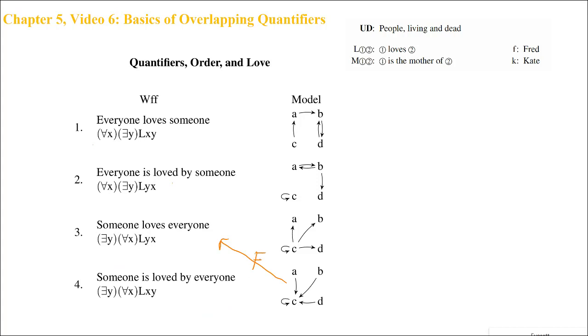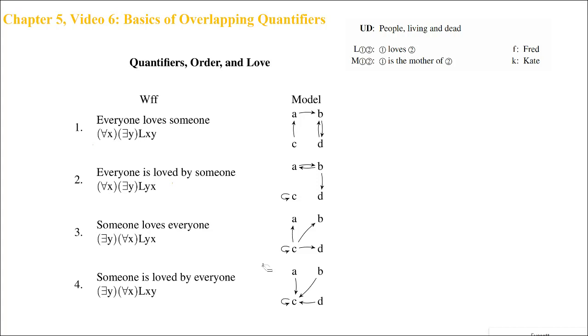In 4, there's no one person that loves everyone. There's no one who has all arrows coming out of him or herself to everyone else. Also notice that the model for 3 makes 4 false. In the model for 3, there's no one person who's getting loved by everyone. So there's no implication relationship between 3 and 4. This is just as we saw in the previous discussion, only now we have little pictures to visualize it.